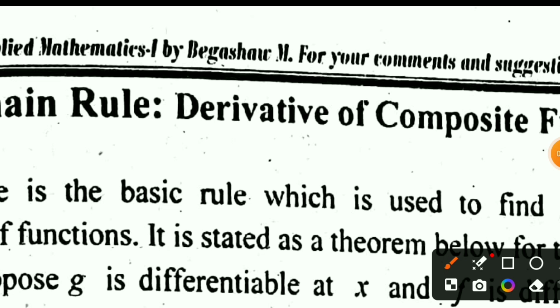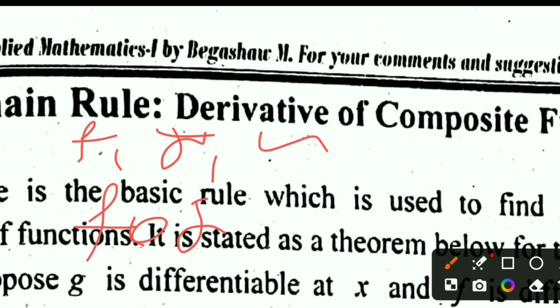If we have three functions, the chain rule will be, let's say we have f, g and h, three functions, then their composition means f∘g∘h, that means f, g and h. We can see it later.